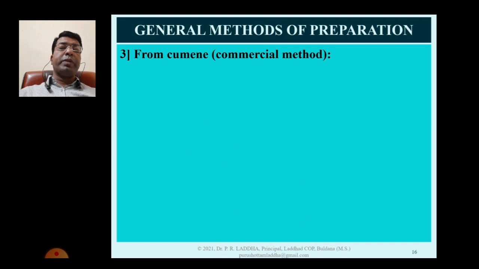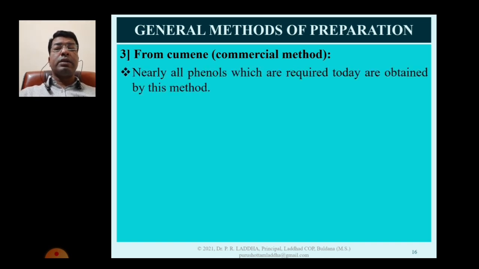Next, from cumene, that is isopropyl benzene. It is also called the commercial method. Why is it called the commercial method? Because nearly all the phenol which is required today is obtained by this particular method.